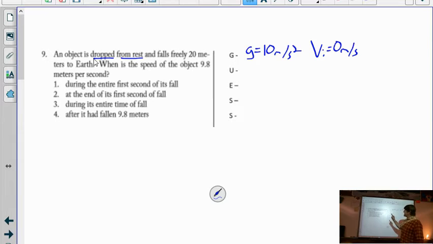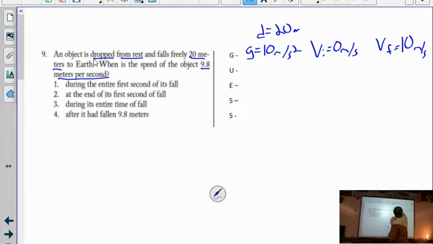And I'm going to alter this just a little bit. When is the speed of the object 9.8 meters per second? I'm going to round off just like I do with G. And I'm going to say VF equals 10 meters per second. And there is one other piece of information here, the 20 meters. And so distance equals 20 meters.